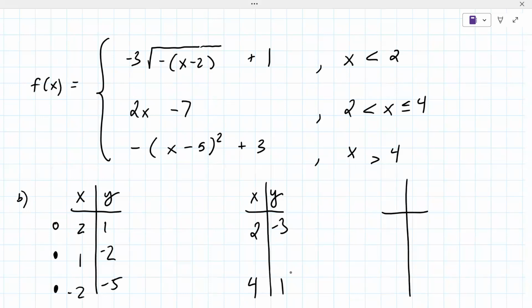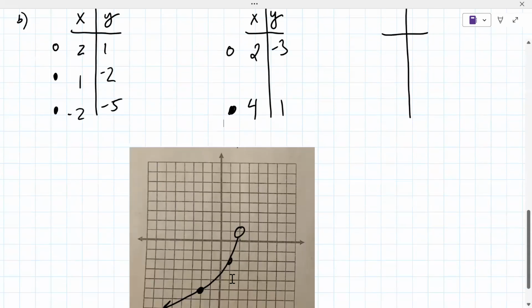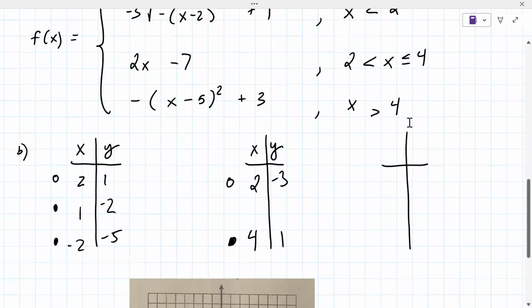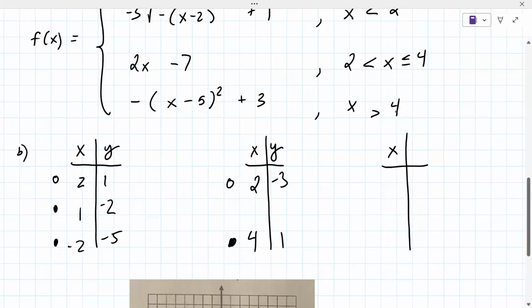Now, is it an open or a closed circle at each? Well, (2, -3) is open, and (4, 1) is closed. Very good. Now it's a line, it's linear, so you only need the two endpoints for that: (2, -3), (4, 1), and you just connect the dots there. Is that clear? Yeah.